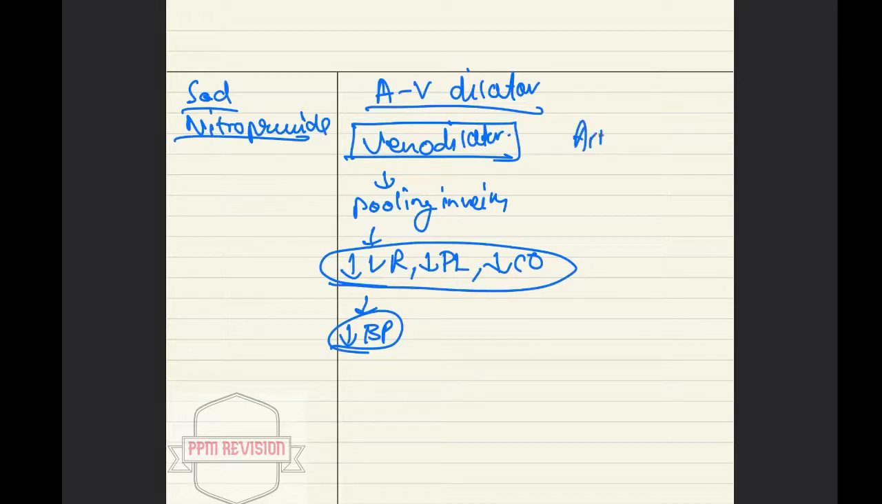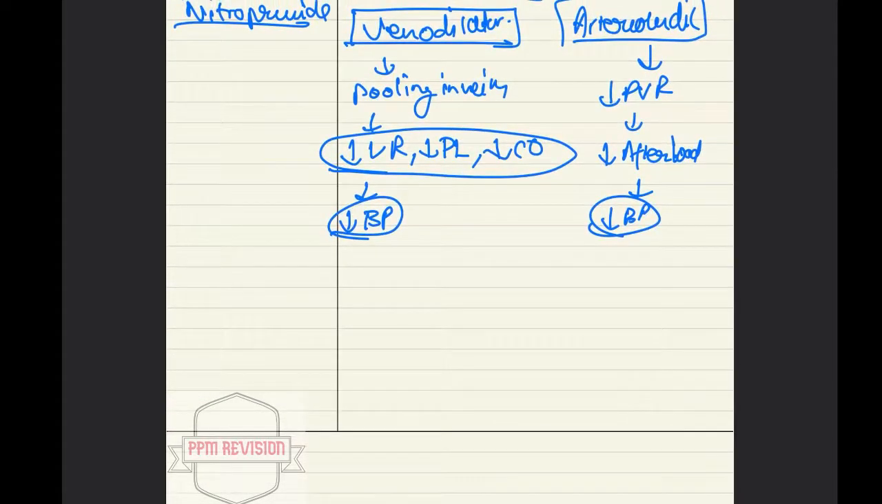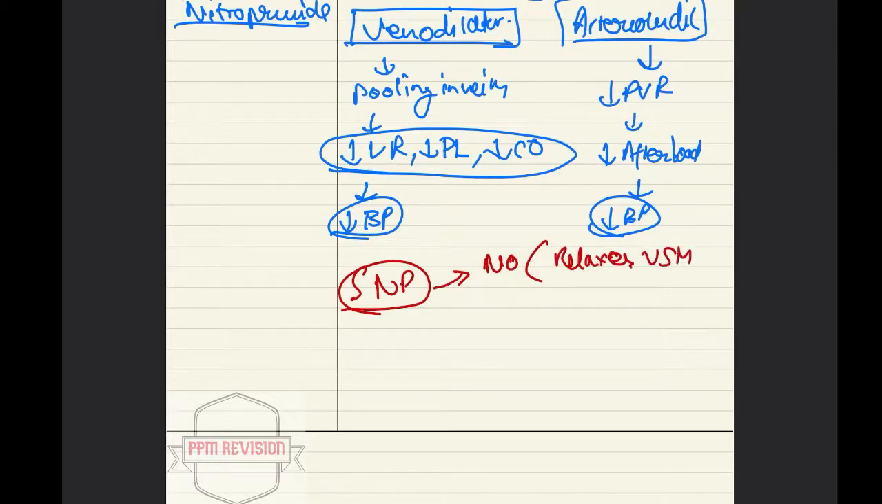Next, as an arteriolar dilator, it causes a decrease in PVR, that is peripheral vascular resistance, as well as decreases the afterload, and naturally decreases BP. Another important point to note is that sodium nitroprusside generates NO, that is nitric oxide, and it relaxes the vascular smooth muscles, resulting in vasodilation.